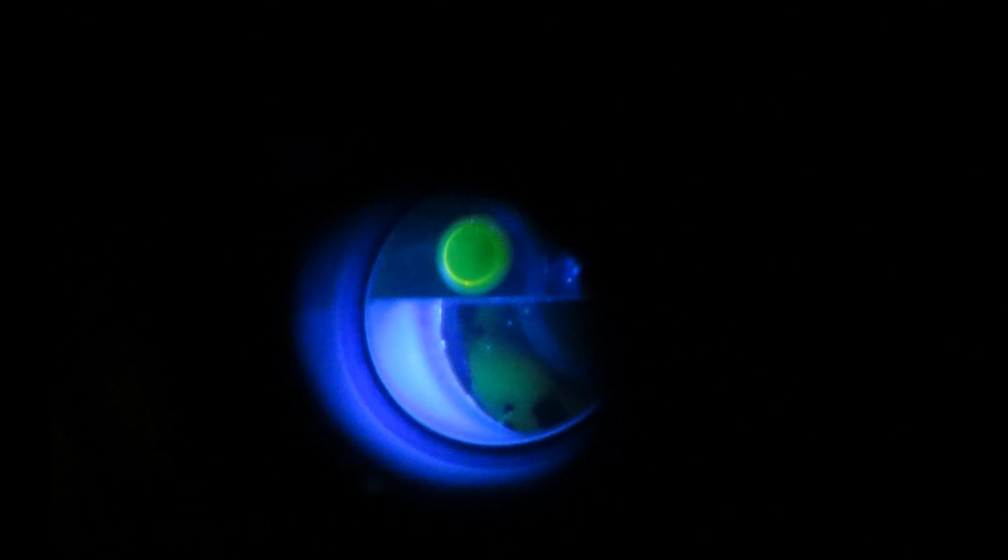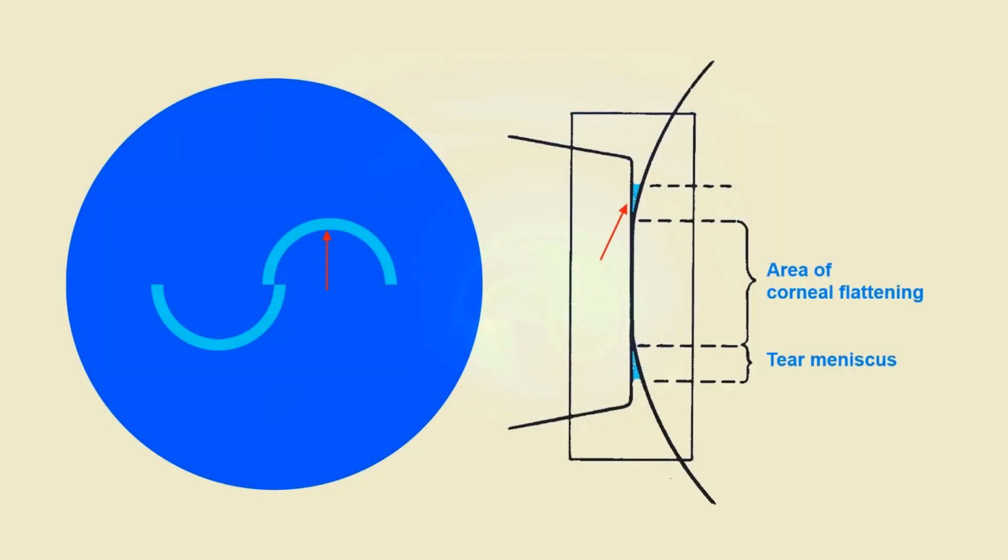On touch, tear film appears as a bright yellow-green spot which turns into semicircular arcs when the tonometer is moved forwards. When 3.06 mm diameter of cornea is applanated, the semicircles interlock. The thickness of these semicircles represents tear meniscus on the sides of prism.